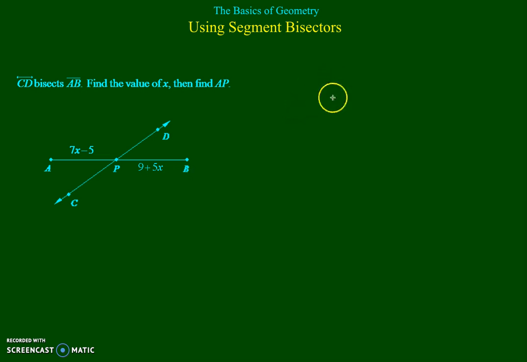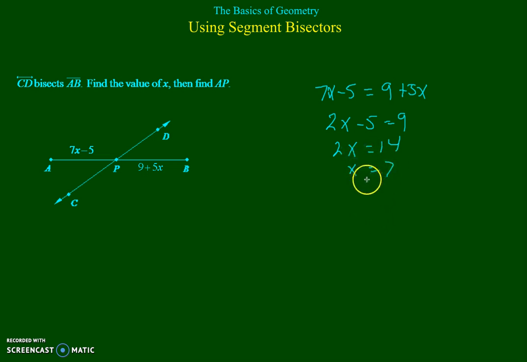So let's do it up over here. We say 7x minus 5 equals 9 plus 5x. Now we just subtract 5x from both sides. 7x minus 5x is 2x minus 5 equals 9. Add the 5. 2x equals 14. Divide by 2. x equals 7.